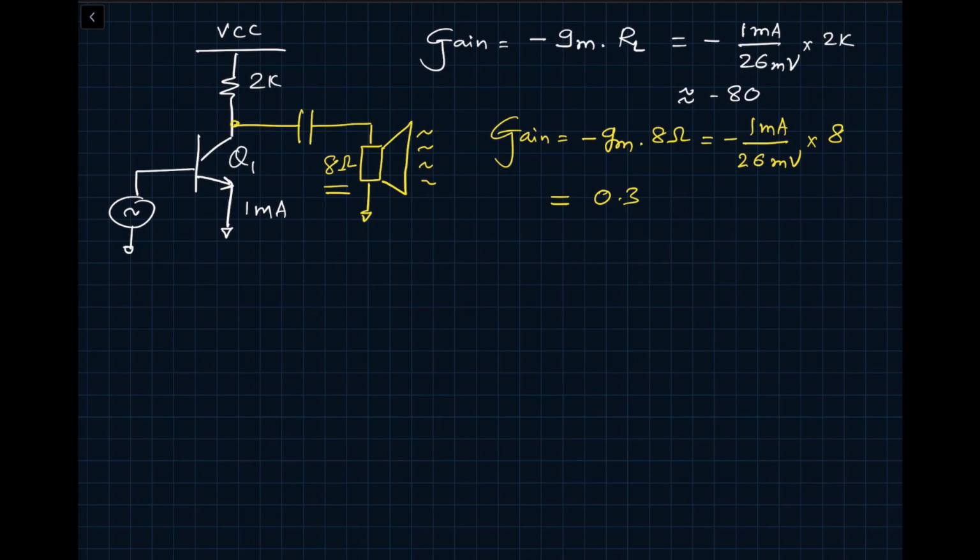So quickly you can see that this 8 ohm speaker resistance will load our amplifier, and our gain will drop from minus 80 to maybe minus 0.3, something like that. So this is bad news. Our amplifier ceases to act like an amplifier. So how do we solve this problem? Enter the emitter follower. What we will do is insert an emitter follower in this case. So follow my train of thought.